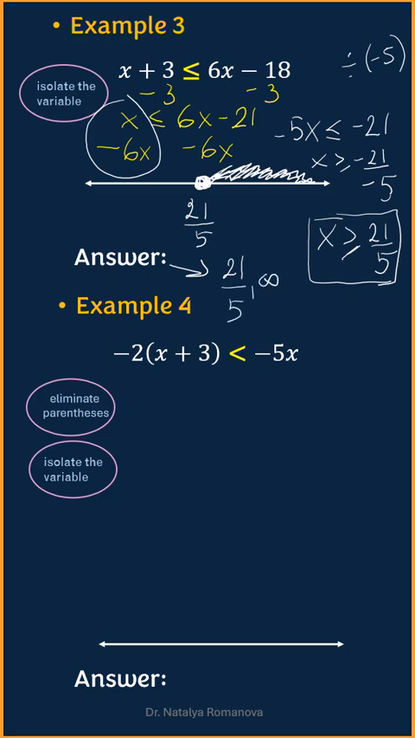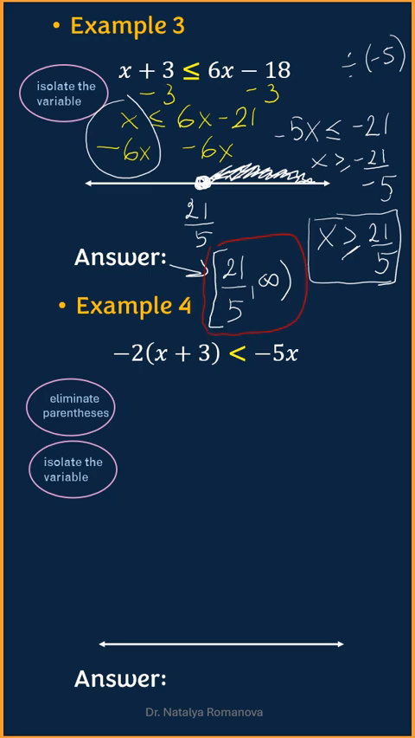So we can write the solution: 21 over 5 to infinity. Near infinity, we must use parentheses. For a full dot, you must use brackets. So bracket 21 divided by 5, comma, infinity. This is the correct answer for our example.